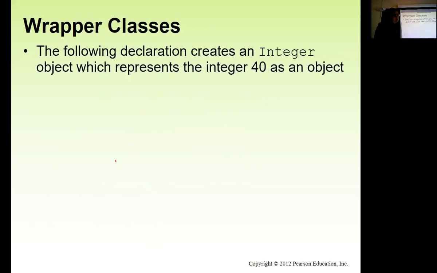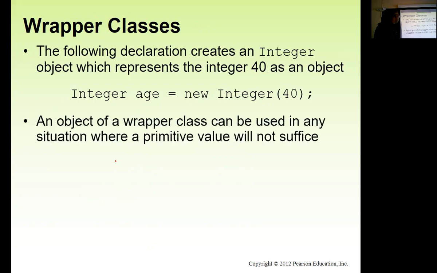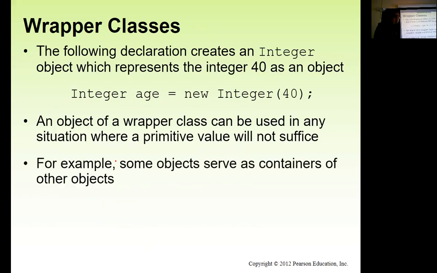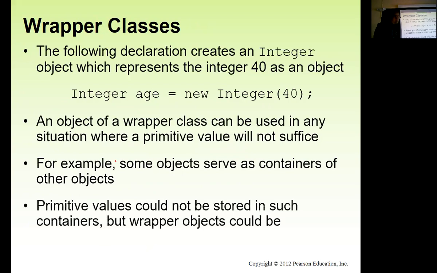For example, the following declaration creates an Integer which has the value 40 in the Integer object. An object of a wrapper class can be used in any situation where a primitive type belongs. Primitive values could not be stored in such containers. I gave an example, for example, with the ArrayList.